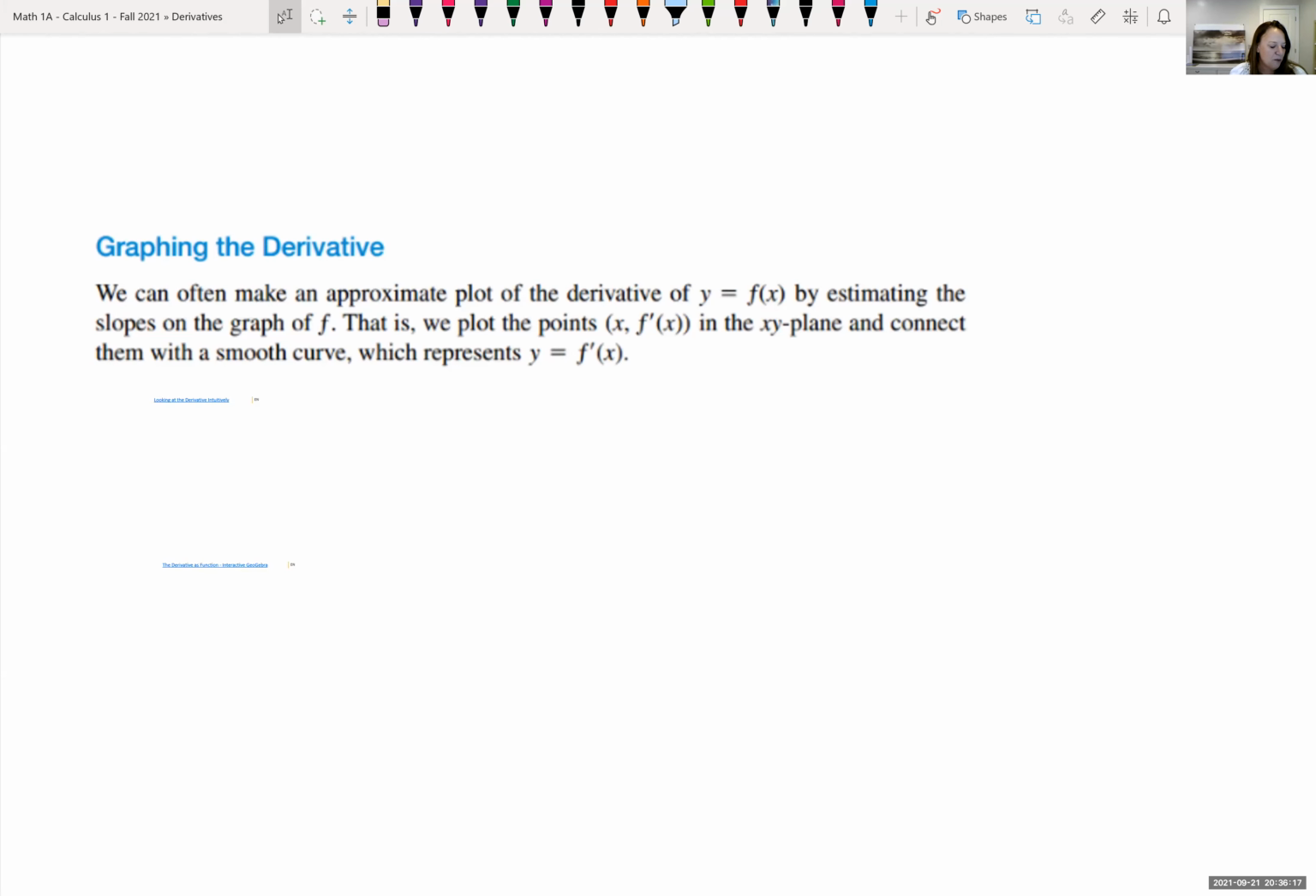So we can make an approximate plot of the derivative y equals f prime of x by estimating the slopes of the graph of f. That is, we plot the points (x, f prime of x) in the xy plane and connect them with a smooth curve, which represents y equals f prime of x.